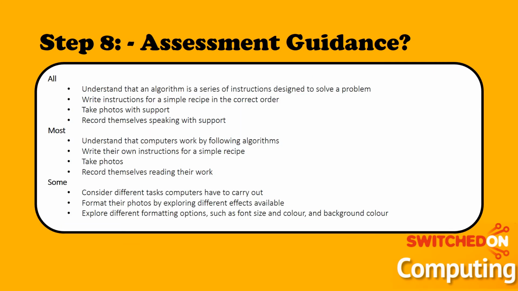So what we've got here at the end is, obviously your students need to understand what an algorithm is. By now they should have an idea that that is a detailed set of instructions. Now they'll need to write instructions for their recipe, which they should do quite easily, but they should be able to take pictures with support, so that's with you giving them a hand there. And they'll be able to record themselves speaking with support. Most of your students should be able to take photos and record themselves anyway, but they still need to understand that computers aren't that smart, and they work by following detailed algorithms. They need to understand the amount of detail that needs to go in.